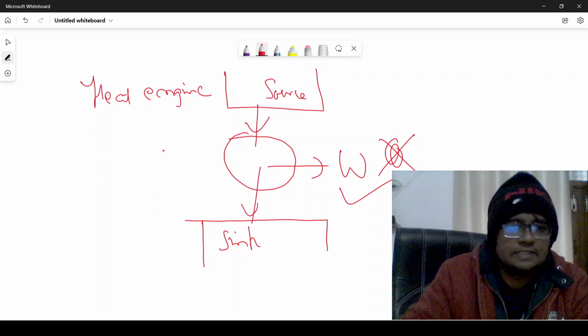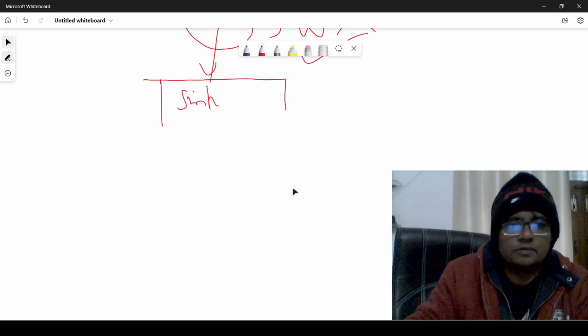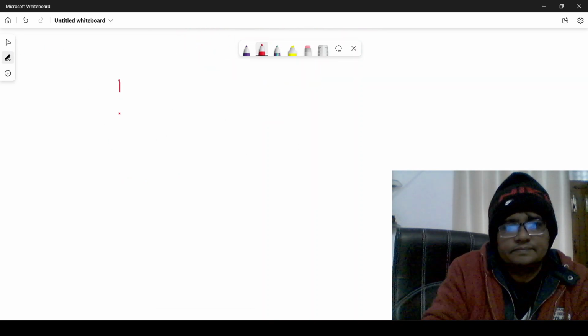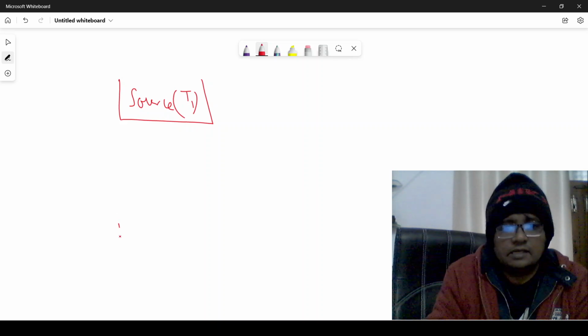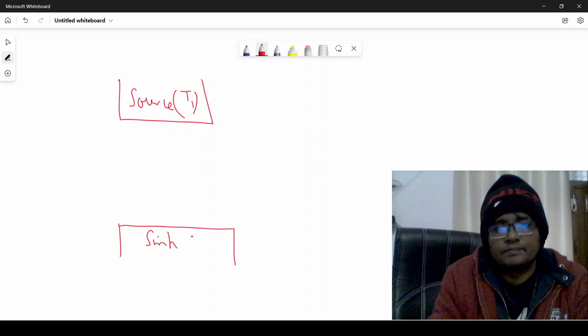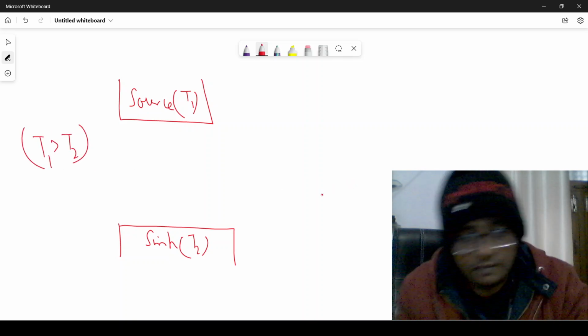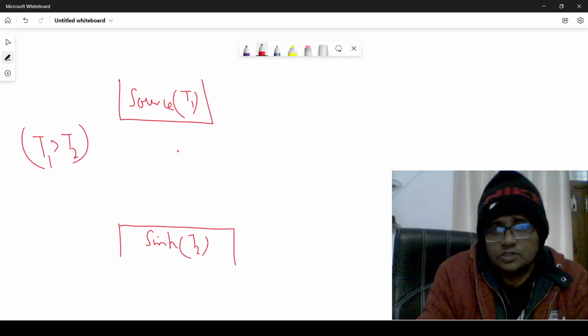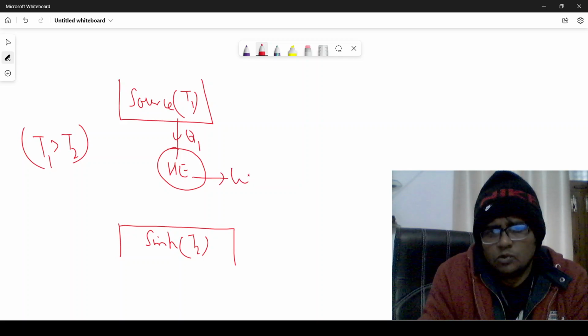Now we see how it will work. Suppose this is the source, which is maintained at temperature T1. This is the sink, which is maintained at temperature T2, and we know that T1 is more than T2, because the temperature of the source will be more than the temperature of the sink. And here is your heat engine, HE. From the source the heat Q1 will be extracted. It will do some work, W, on the way, and send the rest of the heat, Q2, to the sink.